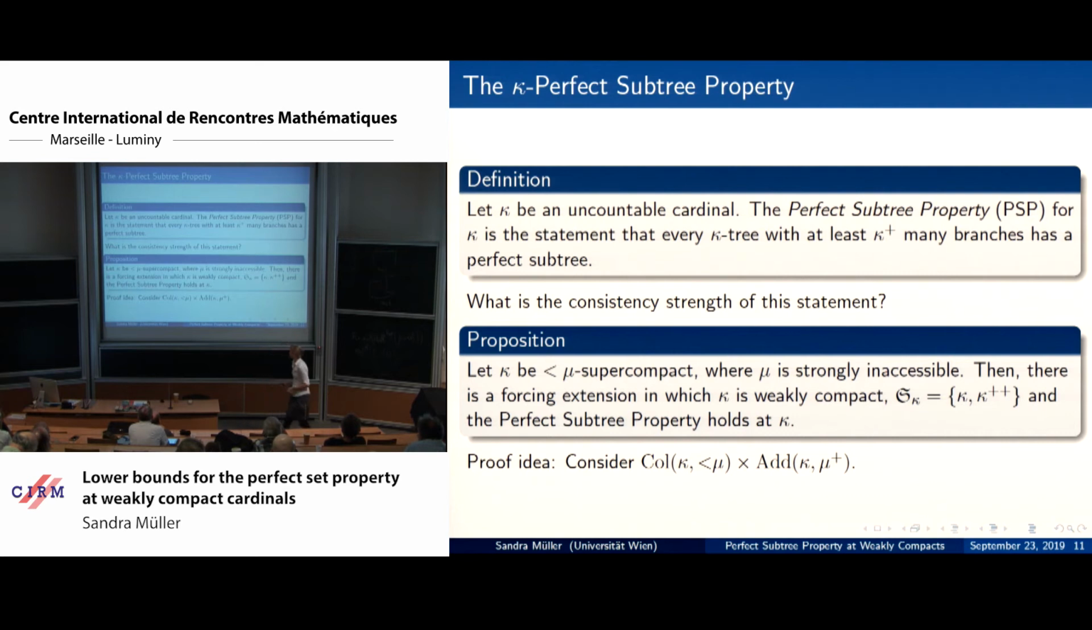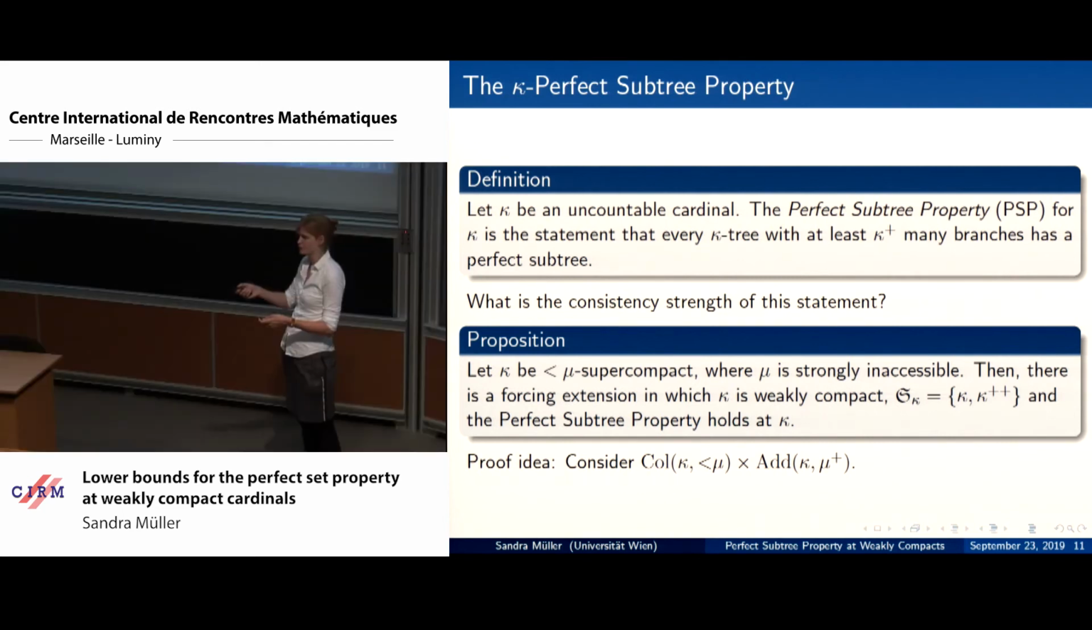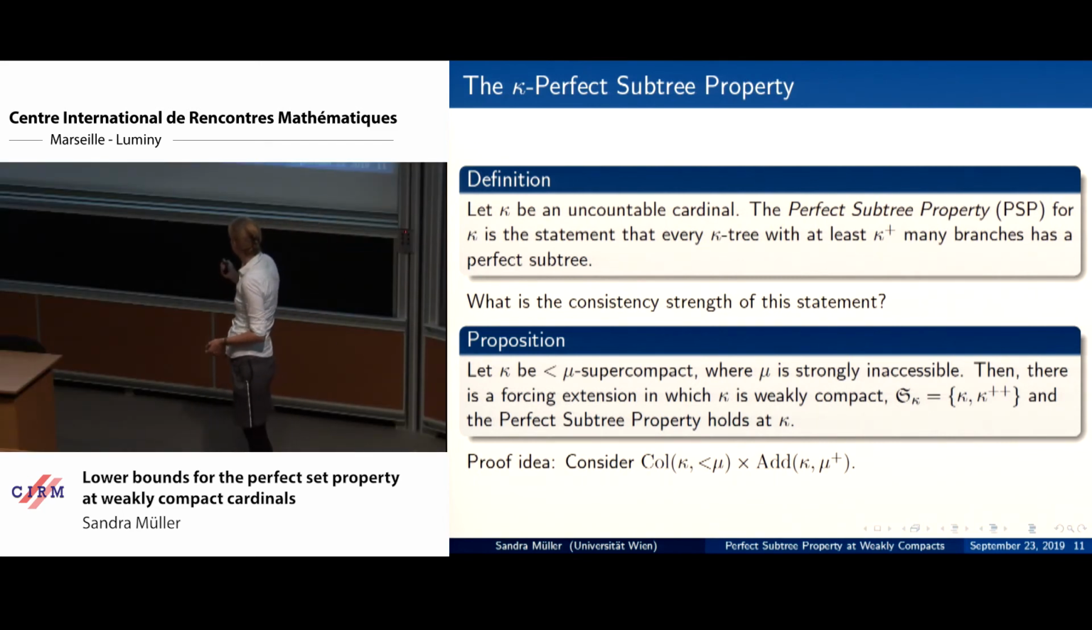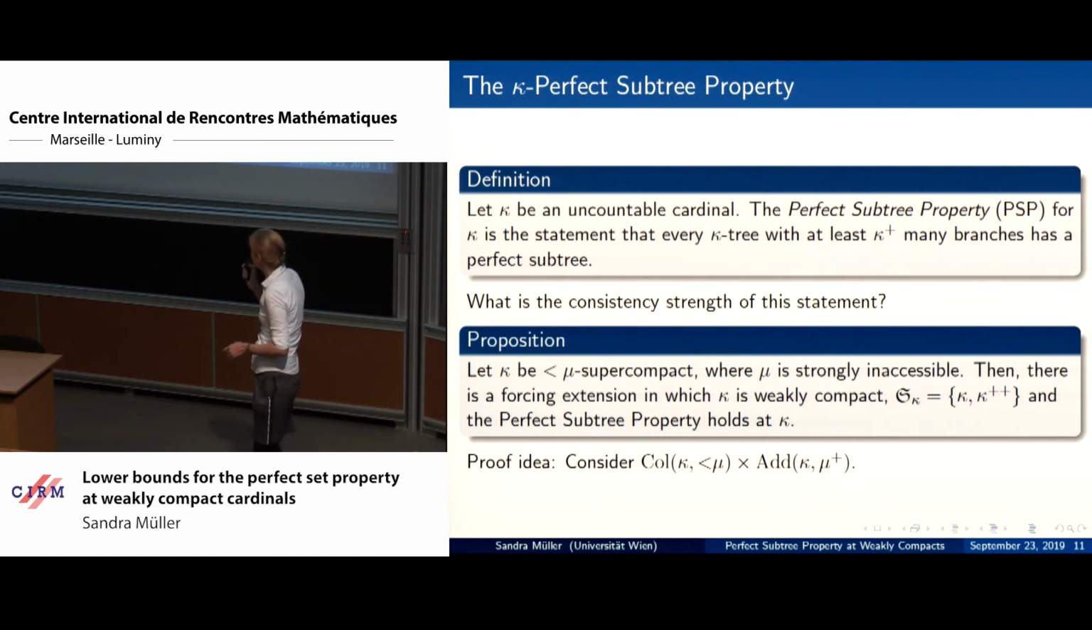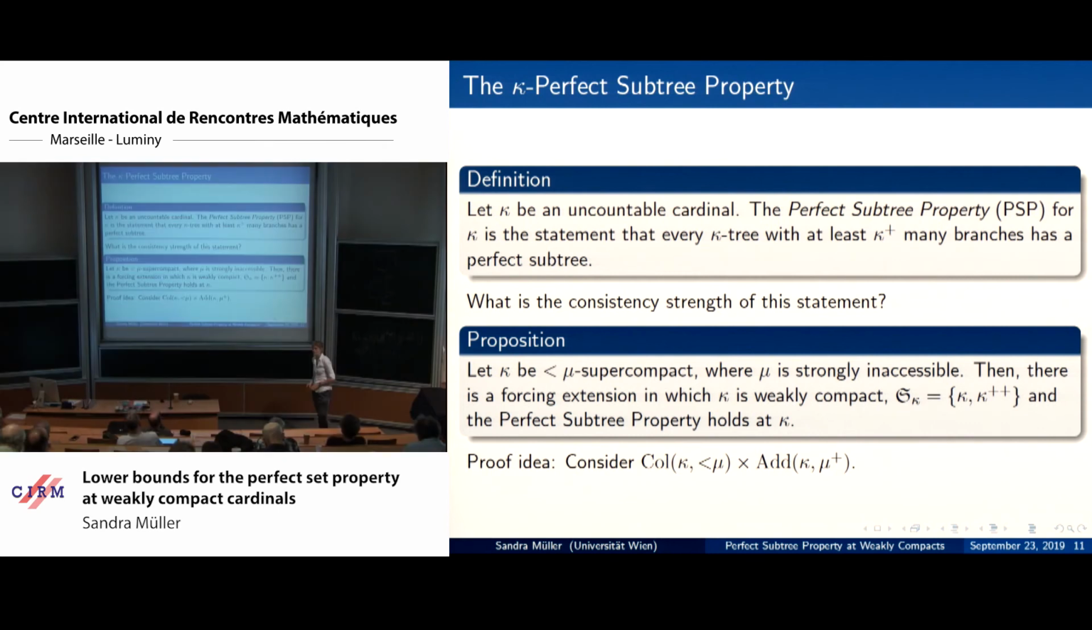So again, let me just repeat. If we take a kappa which is less than mu supercompact, where mu is strongly inaccessible, there's again a forcing extension, and the forcing is exactly the same. We Levy collapse mu to kappa, and then add a lot of subsets. And in this forcing extension, again, kappa remains weakly compact. The branch spectrum is exactly as before, and the perfect subtree property holds at kappa. So this is again very easy to see.